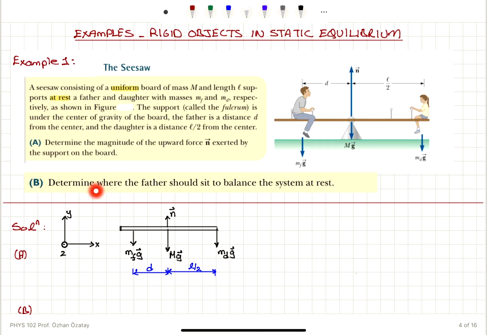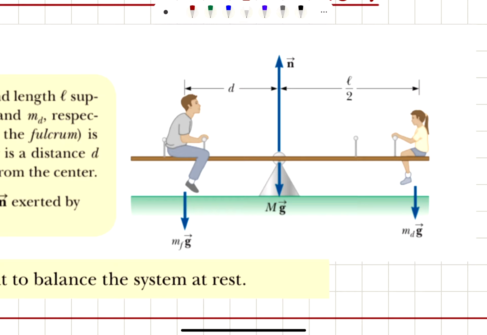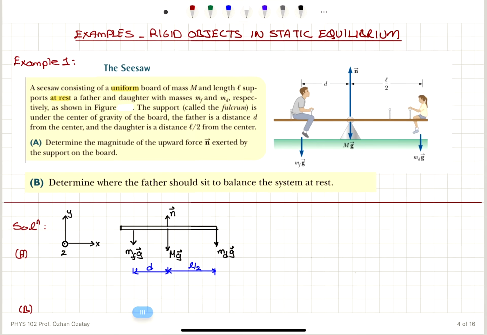Part B, determine where the father should sit to balance the system at rest. So you can see we identify all the forces here. The father feels the gravitational force from the earth, mass of the father times g. The daughter has a weight, mass of the daughter times g. Capital M times g, that's the weight of the board, and the normal force exerted by the contact point.